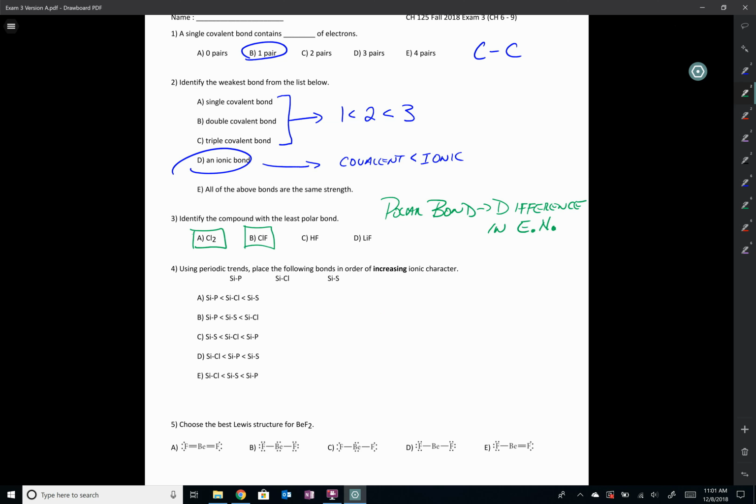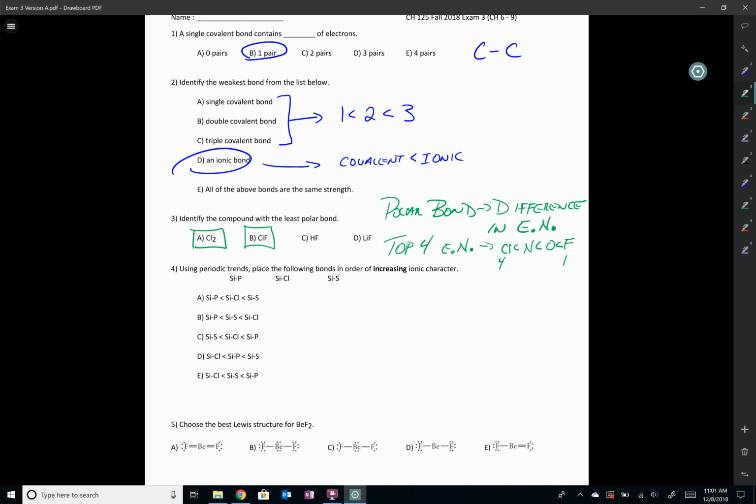So in this case, we have chlorine bound to fluorine, fluorine bound to hydrogen, fluorine bound to lithium, and two chlorines bound together. You have to know the top four most electronegative atoms. In increasing order, it's chlorine, then nitrogen, then oxygen, and then fluorine. So fluorine's number 1, chlorine's number 4 in terms of electronegativity.